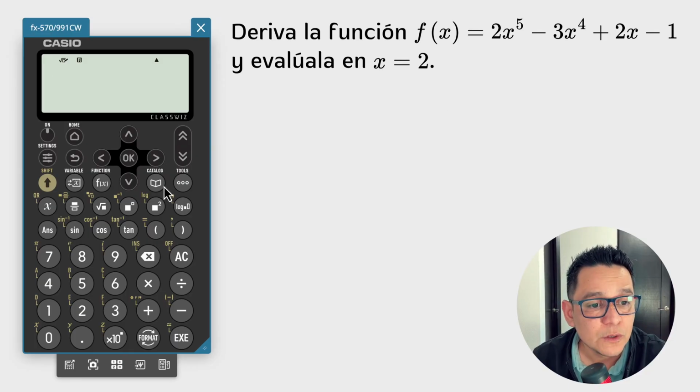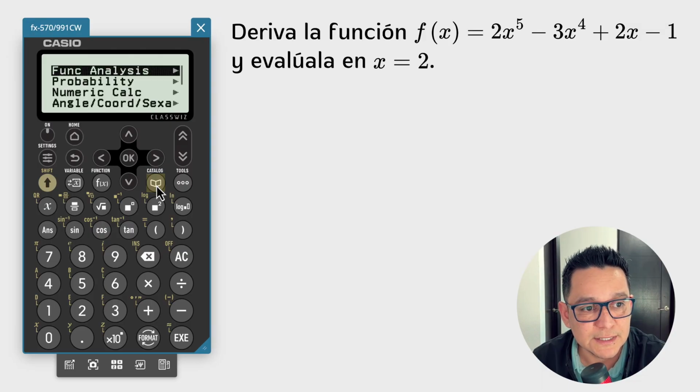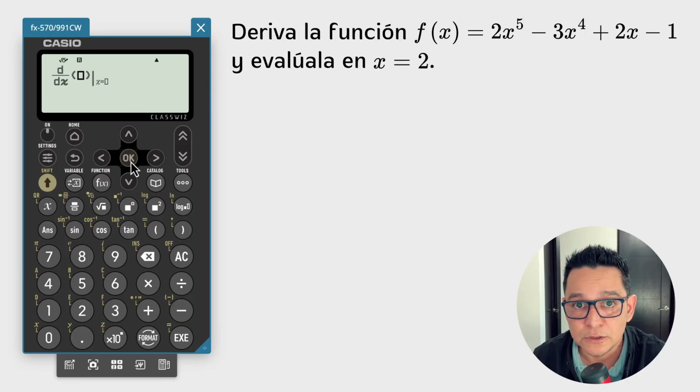So the first thing we have to do is press this little button that says catalog. Then we're going to press OK. And now we're going to press OK again, because we've already selected the one that says derivative, that's it. Once we're there, we just need to enter the function we have to differentiate. So we're going to enter 2x to the fifth. Here we press to raise it to the fifth power.